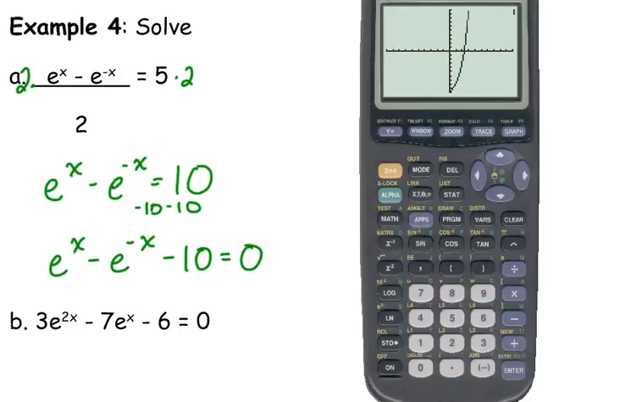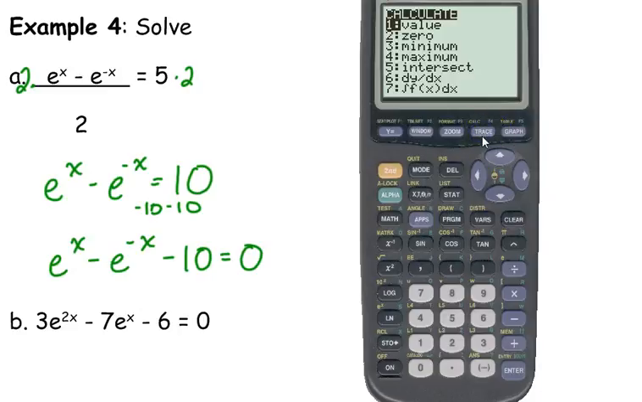Graph it. Look for where it crosses the x-axis. I see one place where it crosses the x-axis. If you're afraid that there are more than one, you can always zoom out, change your window, but I'm pretty sure that's the only place. So second trace, zero.